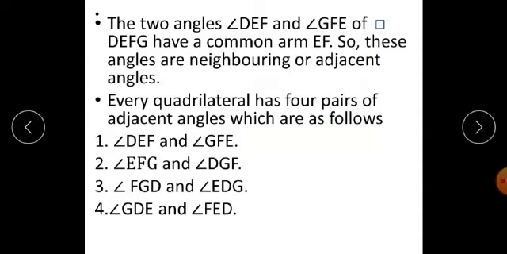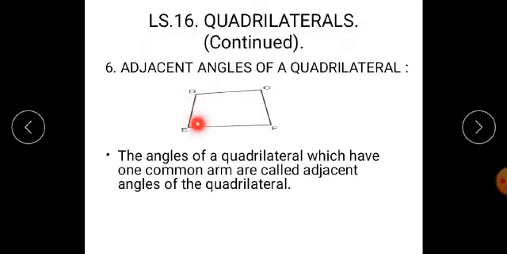Now students, for a quadrilateral, if you want to write the names of the angles by using the vertex name, that is the single letter name for the angle, then it's also okay, but here I have given three letter names. Therefore, angle DEF and angle GFE.